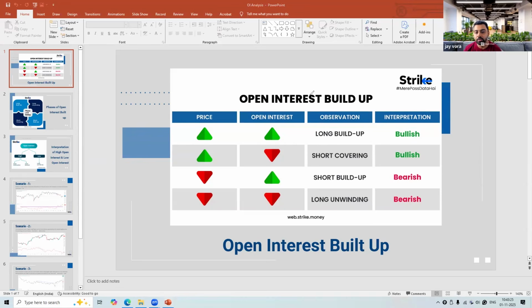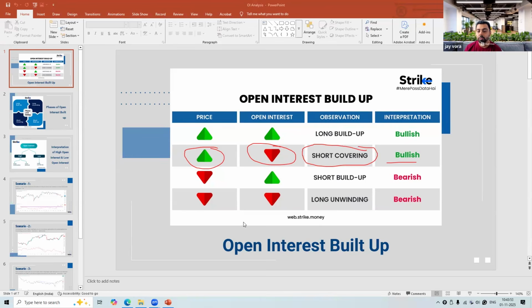But see, we all know this, right? When the prices move higher and open interest moves higher, it is a long build-up, and that is a sign that people are bullish on that stock. Then the other scenario is prices rising higher with open interest going down, which means people are covering their short positions. That is why we call it a short covering rally, and that again is bullish.